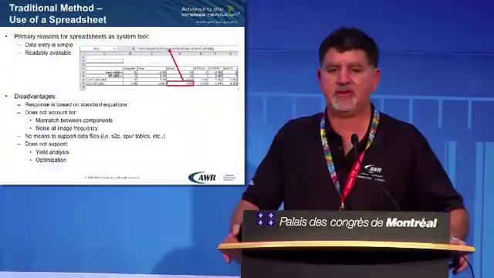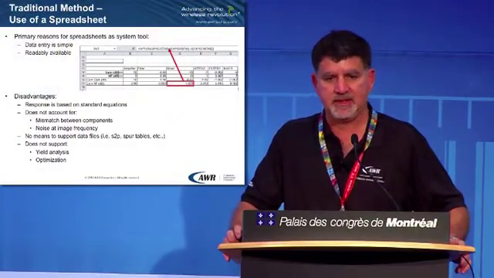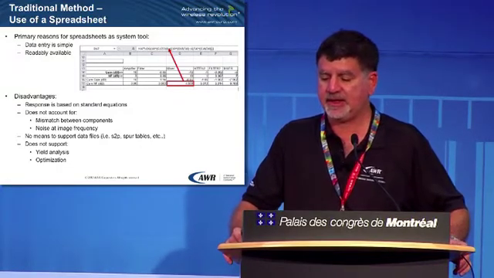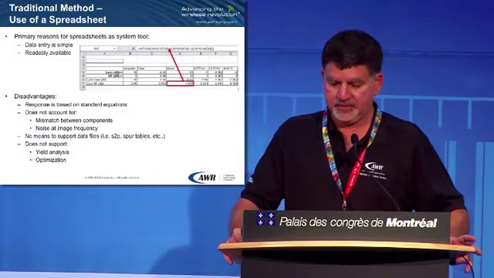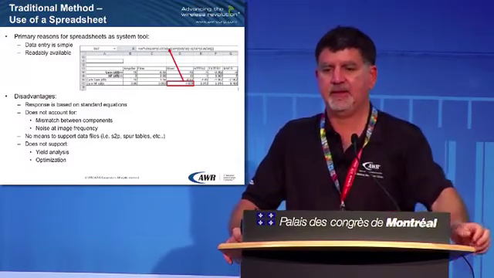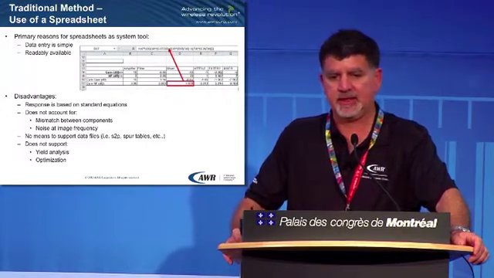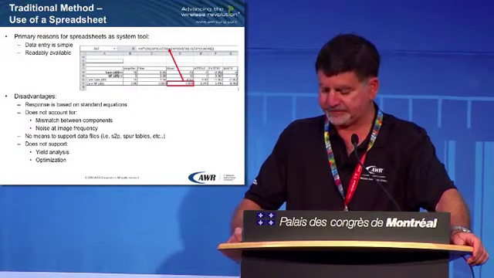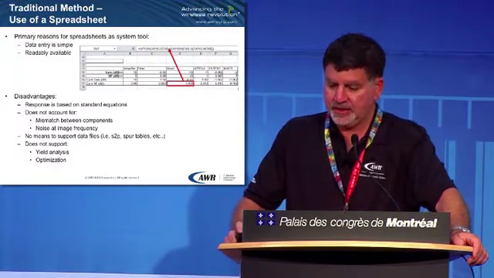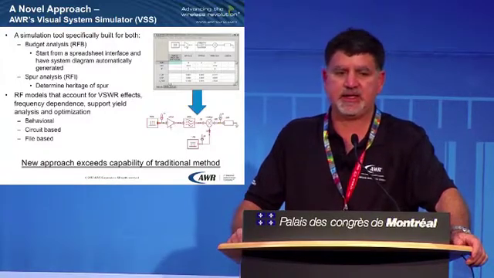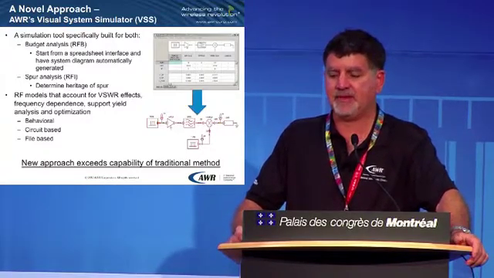The disadvantages of going about the traditional method of using an Excel spreadsheet is typically they do not account for a mismatch between components or a noise at the image frequency. And traditionally, you cannot do yield or optimization with an Excel spreadsheet. So the novel approach is to use a system tool that is designed for this type of analysis.